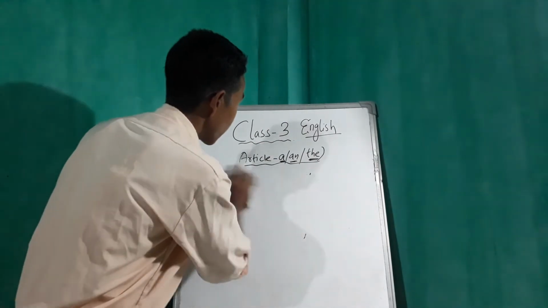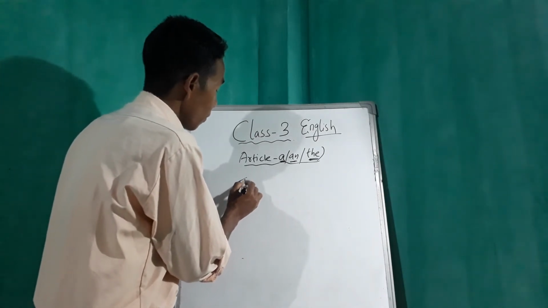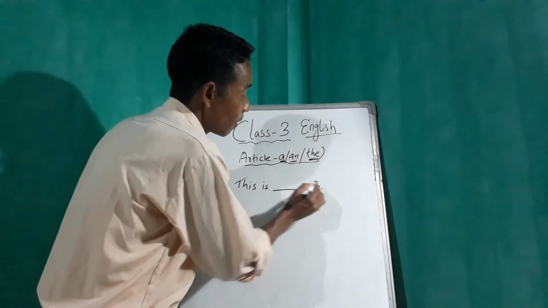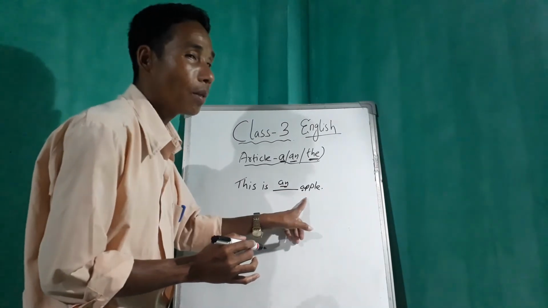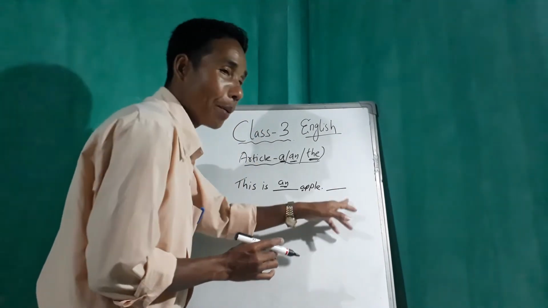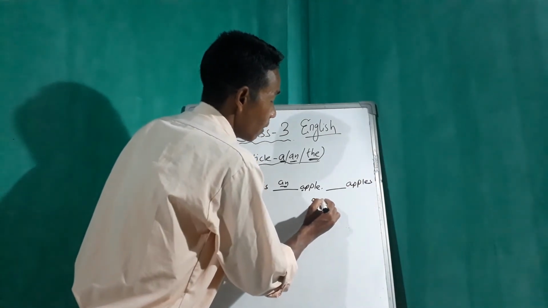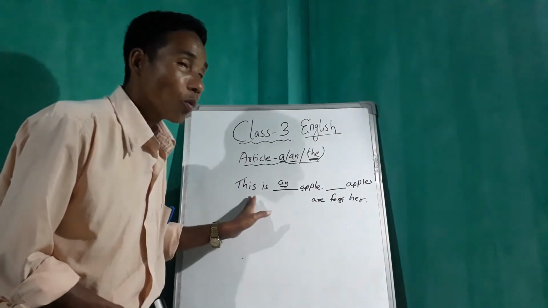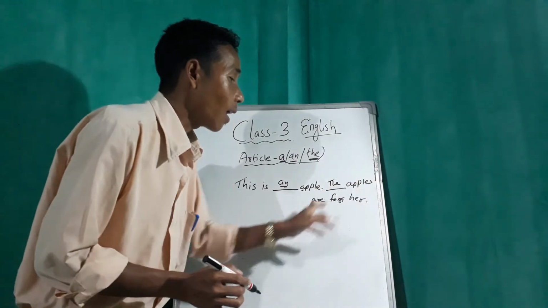Suppose, look here, everyone. Please pay attention here. See. Suppose here, this is an apple. Here what do we have to put? An apple. This is an apple because this starts with a vowel. But suppose in the next line we talk about the apple again. Apples are for her. See, we are talking about the apple in the next line also. That's why we have to use what? The apples are for her.